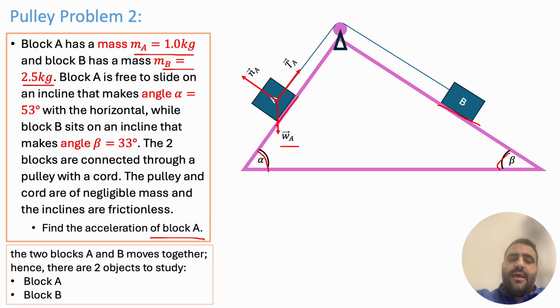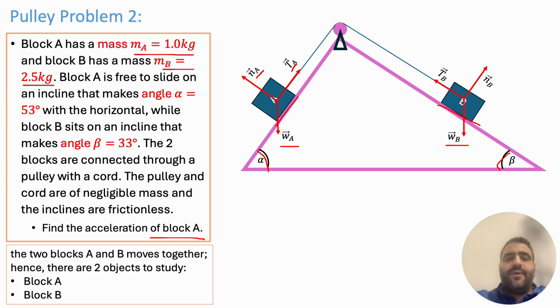Now the other force, the block A is connected to the cord, so the cord is pulling on A, and that's TA, it's along the cord. And finally, since it sits on an incline, there is the normal reaction or the force of the incline on the block, and it is NA. Similarly, there are three forces acting on B. There is the weight of B, which is vertical downward, the tension from the cord on B, TB, and the normal reaction from the incline on B, NB.